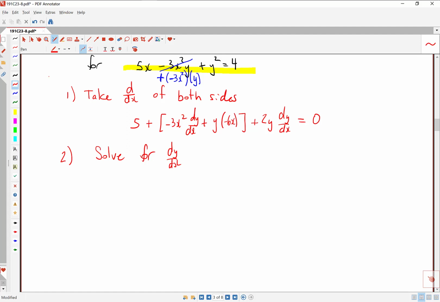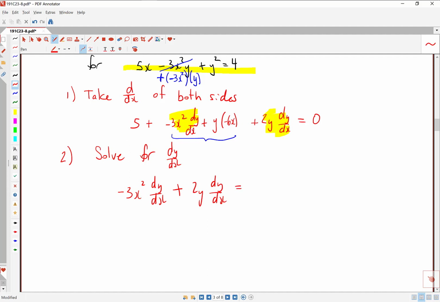Okay, so let's start to clean this up. So these square brackets here in the previous step, they were not strictly necessary because we're just adding a bunch of terms together. I just put them on there so that you could see which terms belong to the product rule. So we can do that. Okay, so I see a couple of terms that have dy/dx in them. So those are going to stay on the left. We're going to have minus 3x squared dy/dx. We're going to have plus 2y dy/dx.